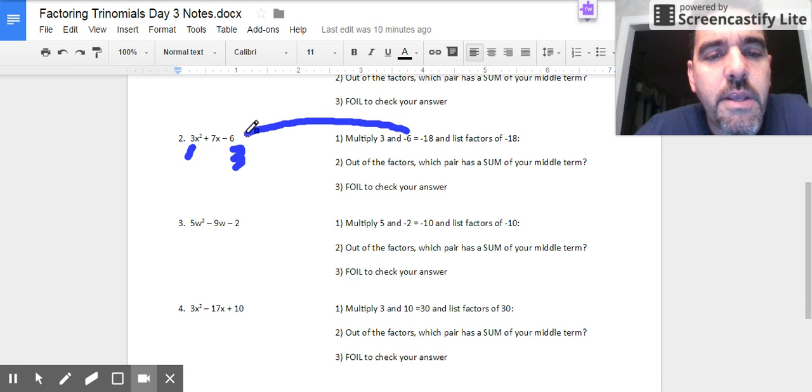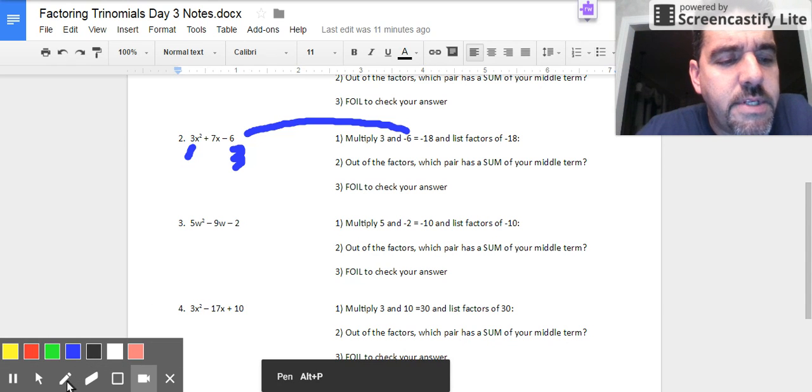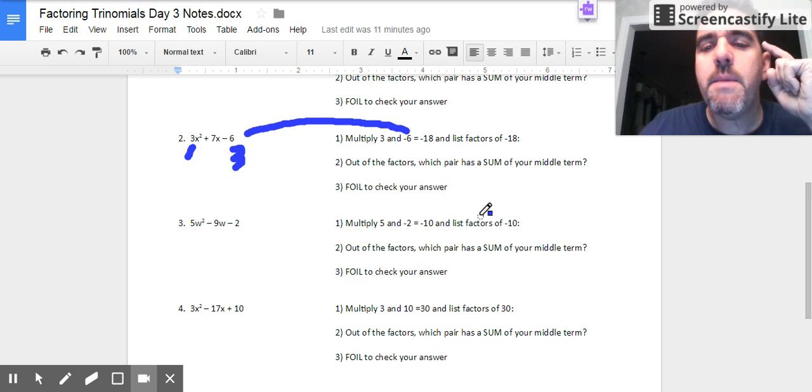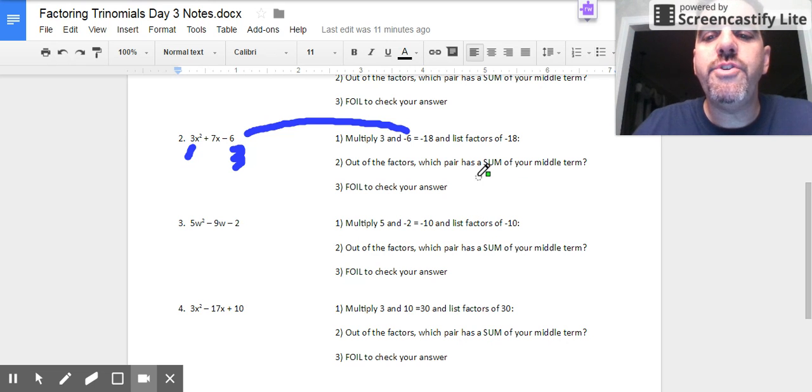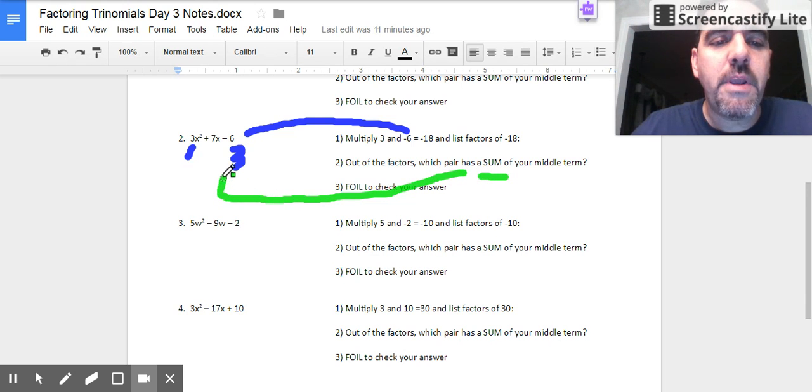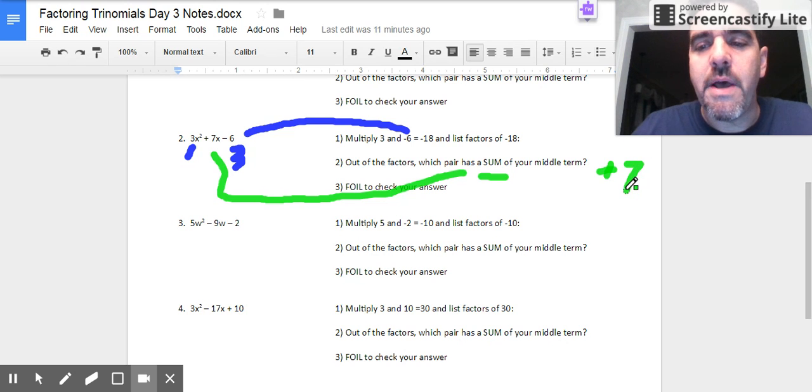So notice the connection between these two here. But now you have to go ahead and list all of the factors of negative 18. So that's where things get a little bit interesting, because there are a lot of factors of negative 18. Keep in mind, though, that what you want is that pair of factors that has the sum of your middle term. So this middle term here becomes very important. It's positive 7. So whatever factors we have here, we want these factors to add up to positive 7.